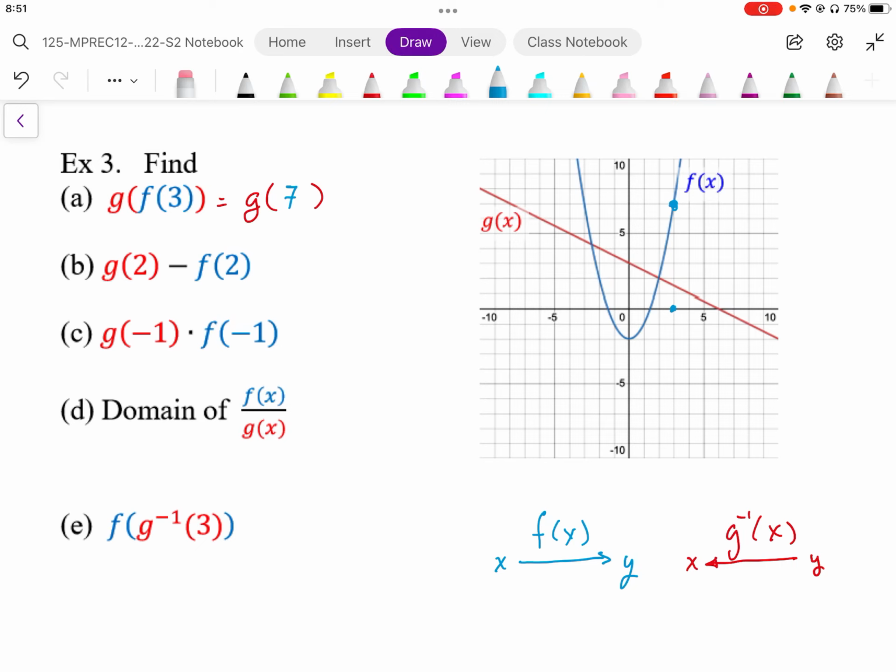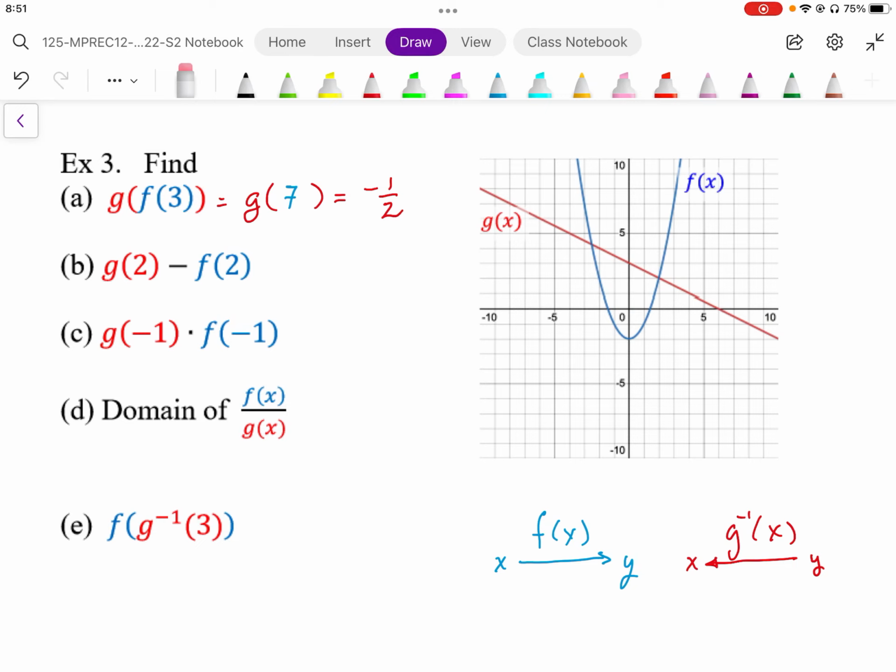So to find g of 7, we go to this value x equals 7, and then we look at the y-coordinate of the red function at x is 7, and it looks like the y-coordinate is going to be negative 1 over 2. So we start with the inside f, and then go to the outside g.